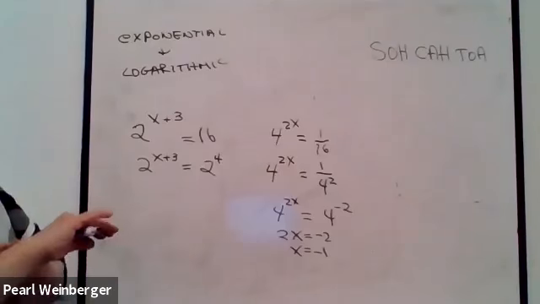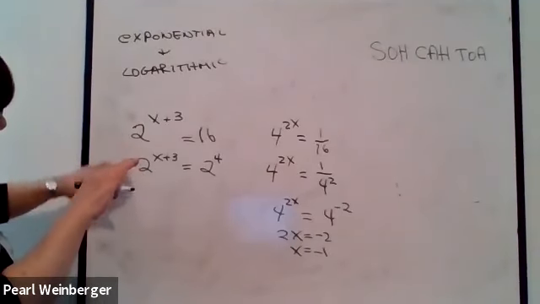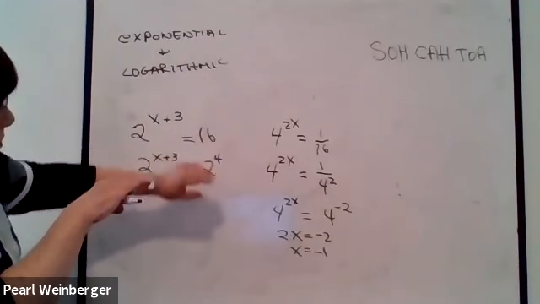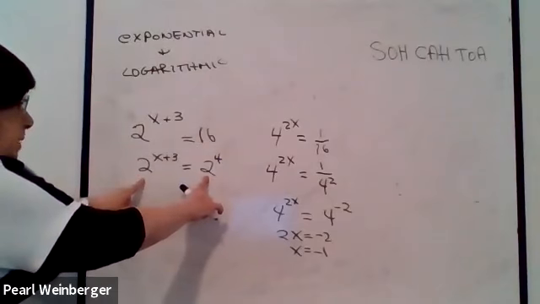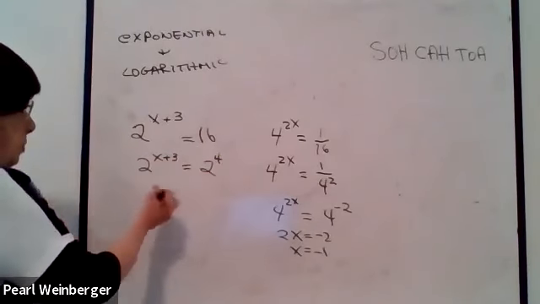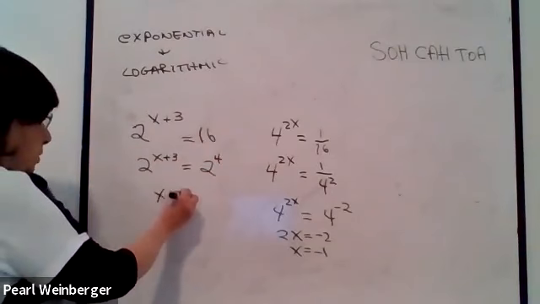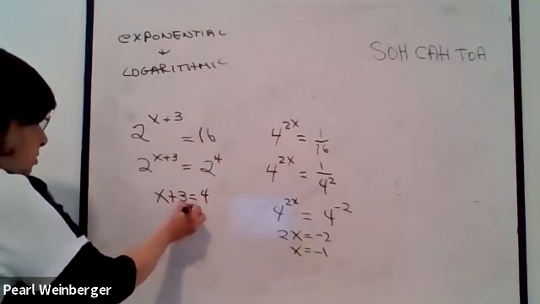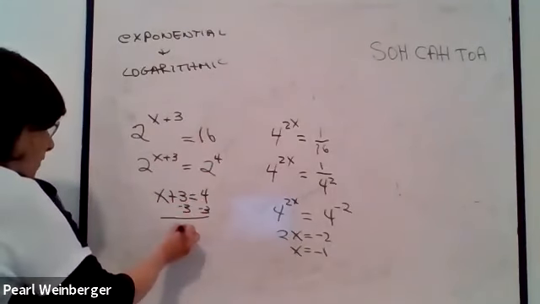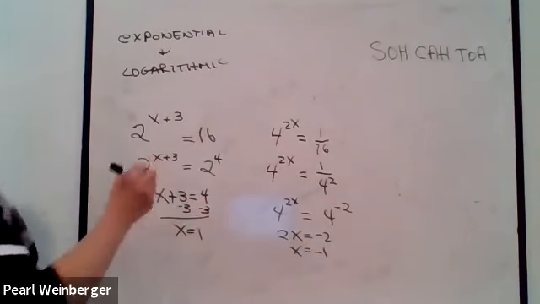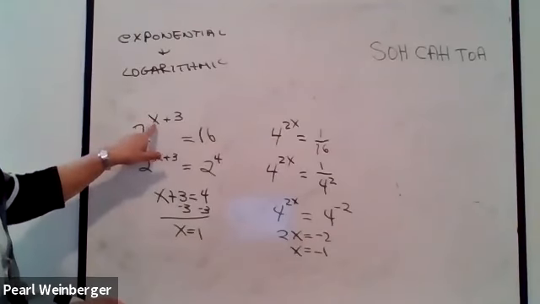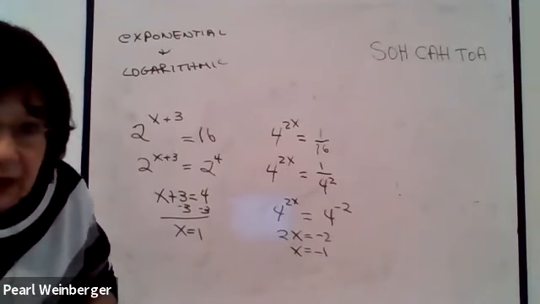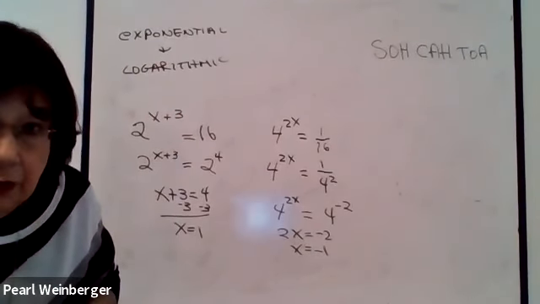This method wouldn't work. But now I have on this side 2 to the x plus 3, and on this side, I have 2 to the 4th. Since they both are in base 2, I can just look at their exponents and say x plus 3 has to equal 4, and solve that equation. That'll give me x equals 1. Which makes sense, because if x is 1, 1 plus 3 is 4, and 2 to the 4th is 16. So that's how we could solve that problem.